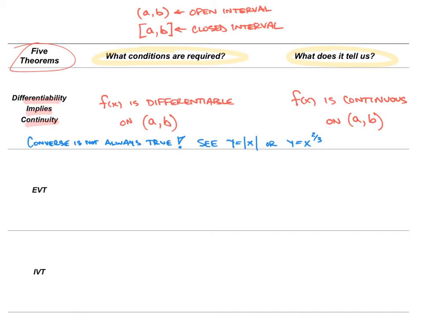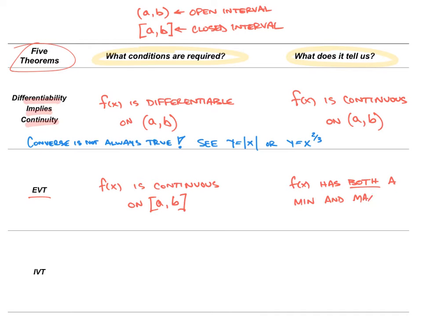Okay, let's move on and now talk about the extreme value theorem. Conditions required: f of x has to be continuous, and this time it's a closed interval. If f of x is continuous on a closed interval, then f of x has both a min and a max on the closed interval from a to b.